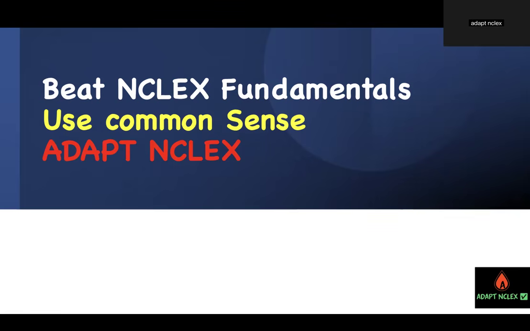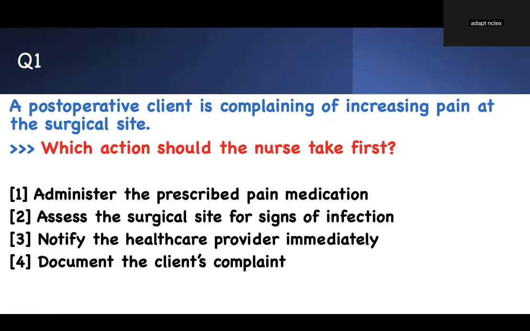Stay safe. Let's go. First question, as usual: which action should the nurse take first? Prioritization 101. You have to be sharp, but at the same time, think about it. It's fundamentals. We're going to use common sense. A post-operative client is complaining of increasing pain at the surgical site, right? What do you want to do? Go for the buzzword: patient complains, fix it. If they complain about something, don't ignore it. That is what the NCLEX is asking you, the fundamental aspect of the question.